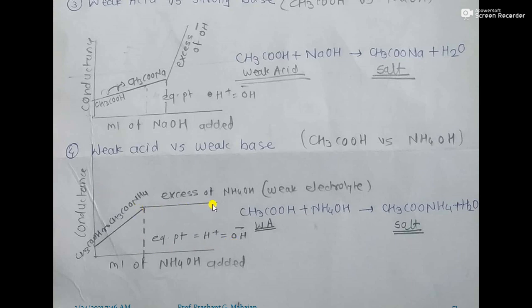So why does it remain the same? Because we are adding excess base, but that base is ammonium hydroxide, which is a weak base, partially dissociated, and which has near constant conductance as it is a weak electrolyte. So this is the fourth titration, weak acid versus weak base.